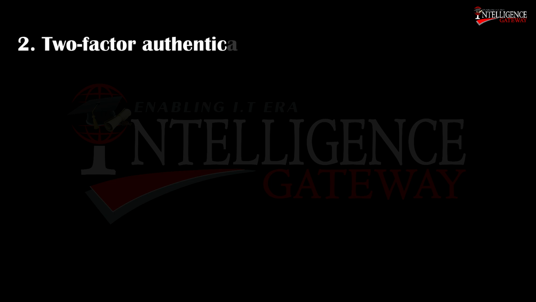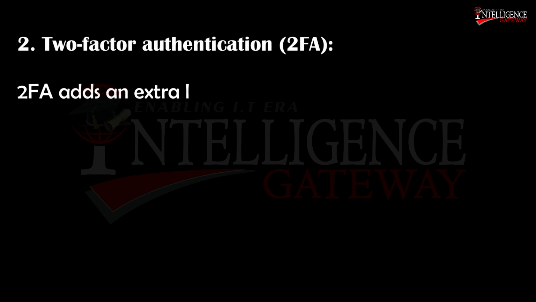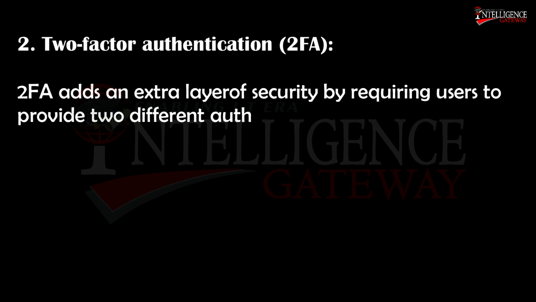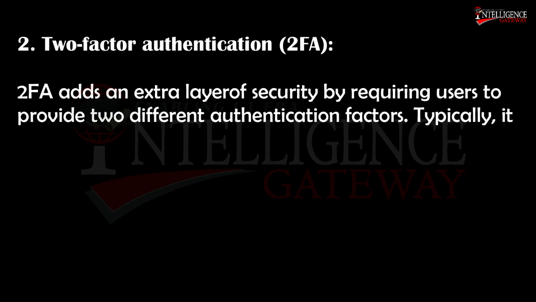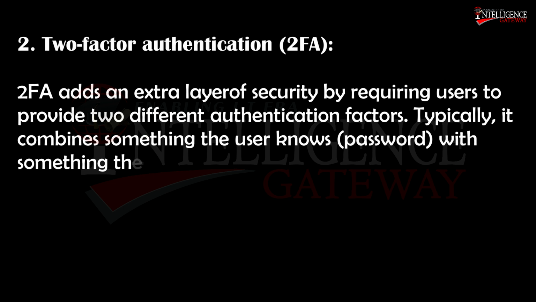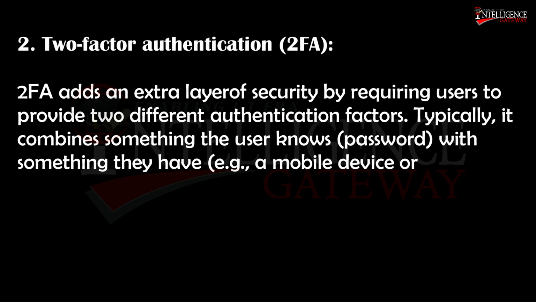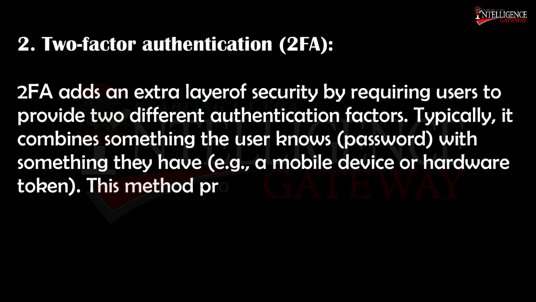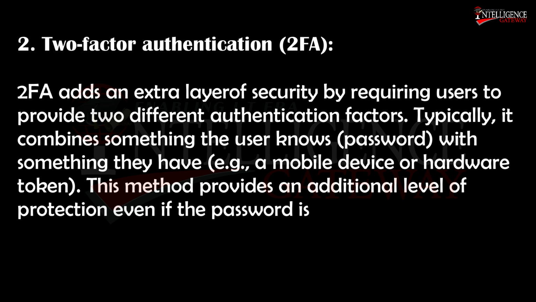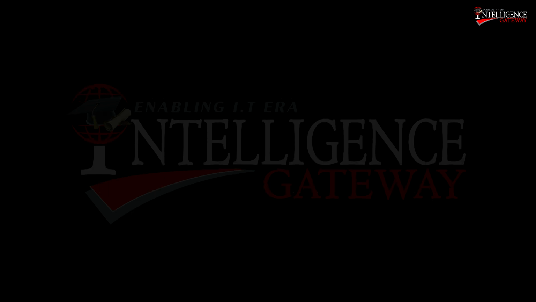2. Two-factor authentication. 2FA adds an extra layer of security by requiring users to provide two different authentication factors. Typically, it combines something the user knows, a password, with something they have, for example, a mobile device or hardware token. This method provides an additional level of protection even if the password is compromised.